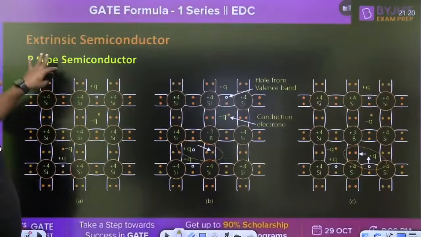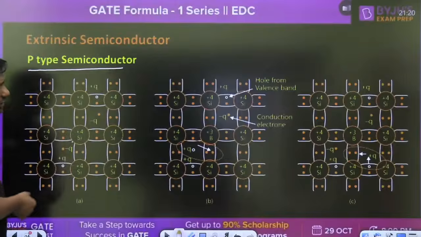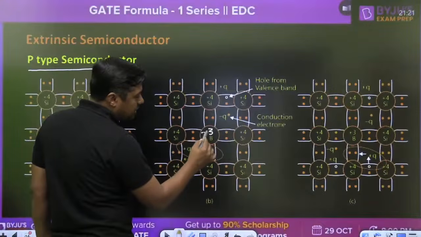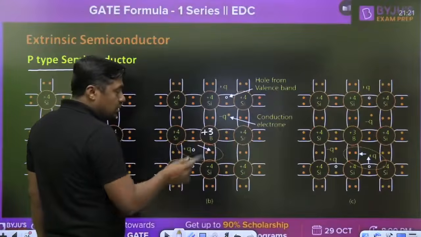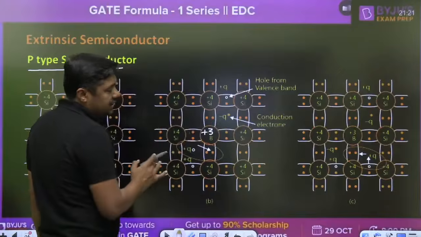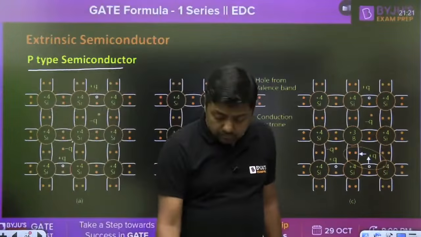Next, in p-type semiconductor, that silicon is replaced by what? Boron. Boron is a trivalent material, that is, in the outermost orbit we have 3 electrons, right? Because of that, one hole is created. That's why it is called p-type material. Okay.